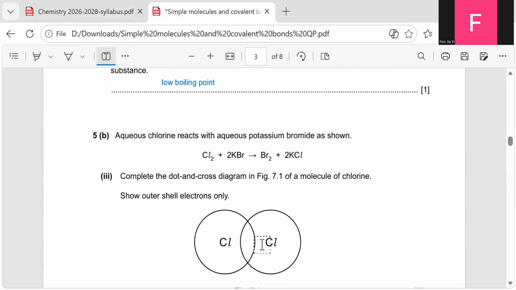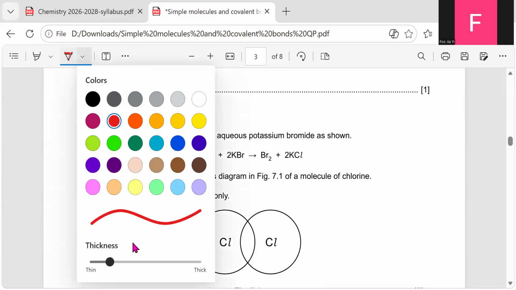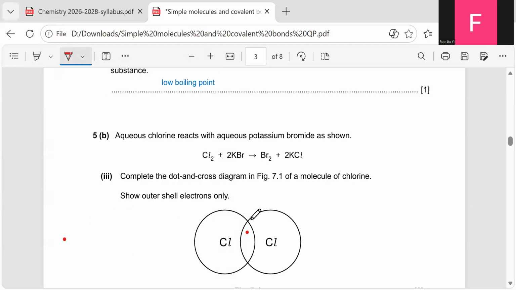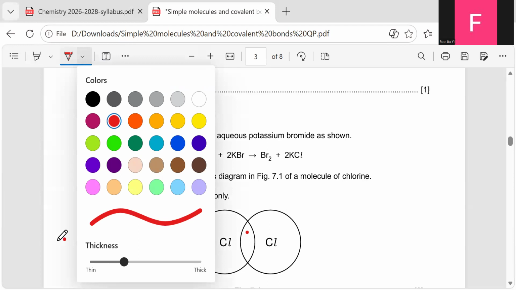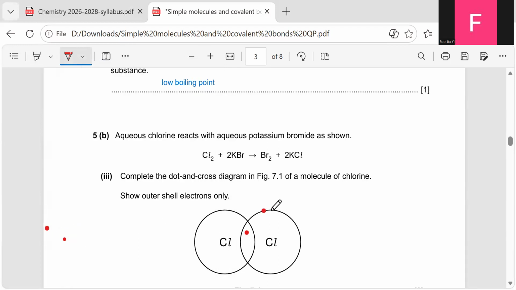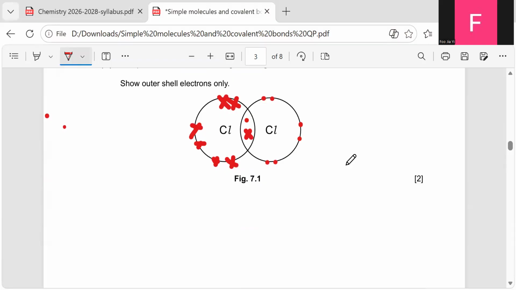Okay, this one, if you don't know how to draw, we will sit down and cry because we just went through it. So remember chlorine, 1, 2, 3, 4, 5, 6, 7, 1, 2, 3, 4, 5, 6, 7. And they share the last pair. Correct? Did you get this correct?